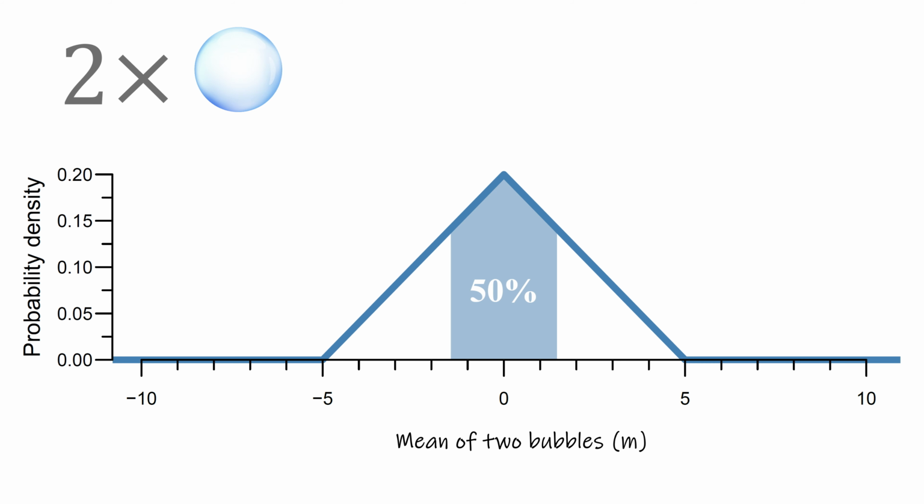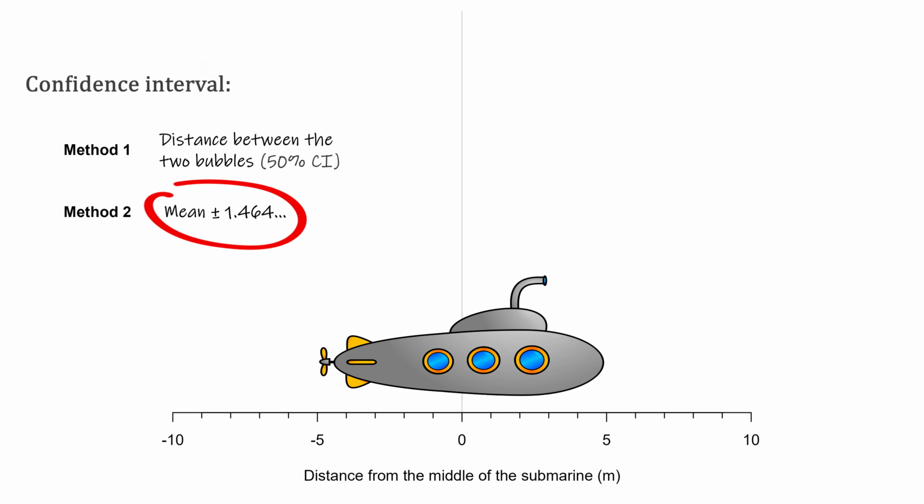If we simply take the center 50% of this probability distribution and add that to our observed mean bubble location, then 50% of the time, this interval must contain the hedge.